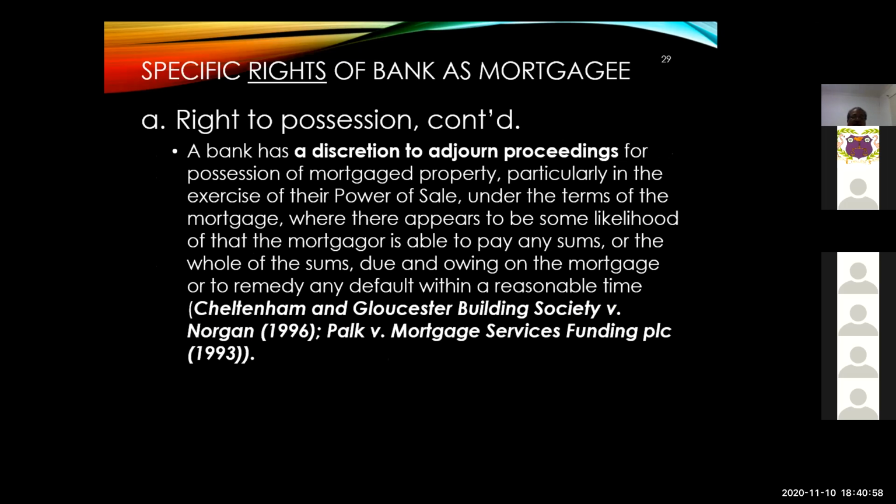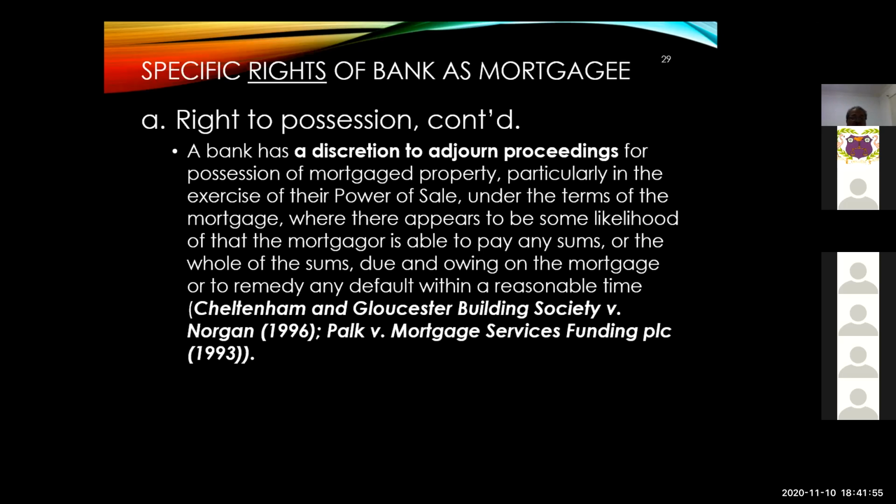So the bank has a discretion to adjourn the proceedings for possession of mortgage property, particularly in the exercise of their power of sale under the terms of the mortgage, where there appears to be some likelihood that the mortgagor may be able to pay any sums or the whole of the sums which may be due and owing on the mortgage, or they may also be able to remedy any default within a reasonable time. So those are three instances where they may be able to pay any sums or pay the whole sums which are due and owing, or they may be able to remedy if there's some other default upon which you are exercising your right of possession. Okay.